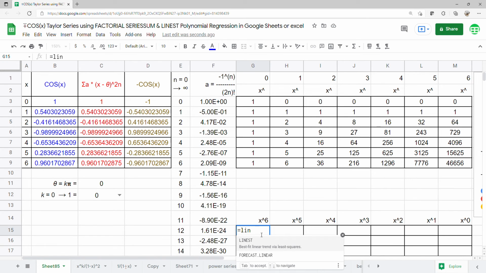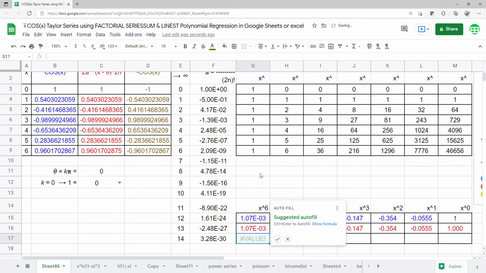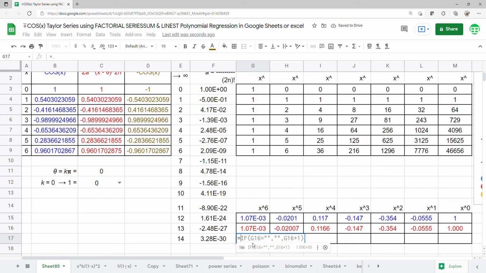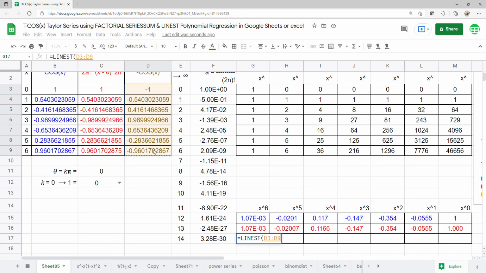Now we can calculate the polynomial regression coefficient using LINEST. So LINEST, data y, that's for the cosine, and data x for the expansion. LINEST, data y, and data x. And finally, the negative cosine. LINEST, data y, and data x.